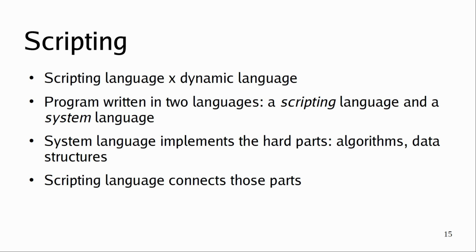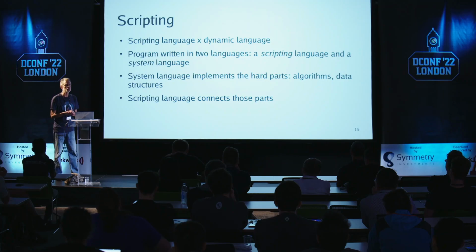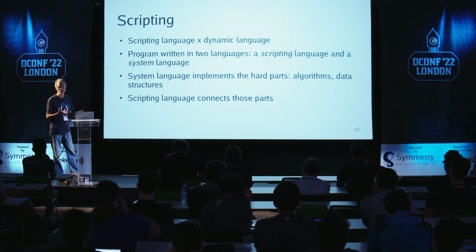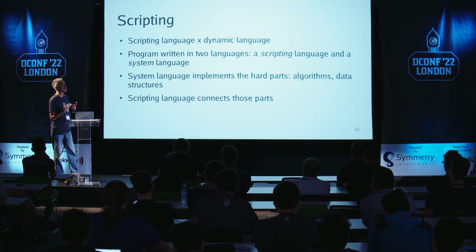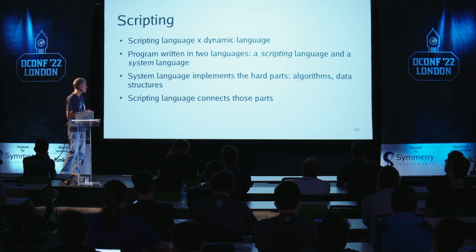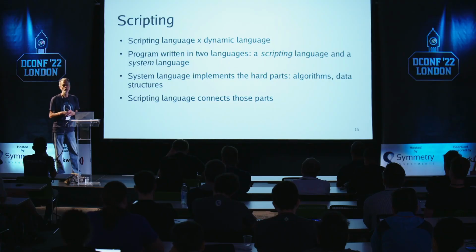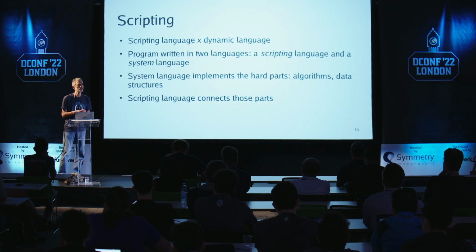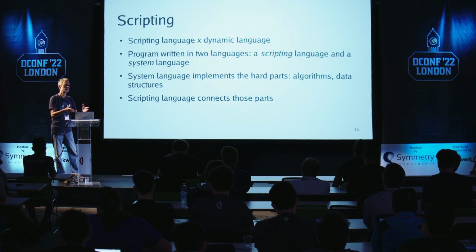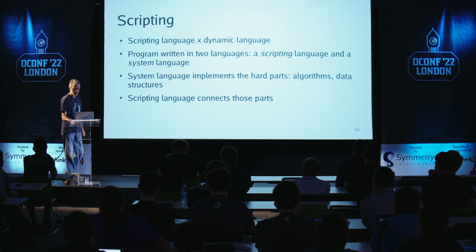And scripting, as I said, a lot of people now kind of associate scripting language with dynamic languages, but there is a very big difference in purpose. The main idea of a scripting language, the name scripting came from this idea, is that the program is written in two languages. You have the scripting language, and you have what's called the system language. And the idea is that the system language implements the hard parts, usually the complex algorithms, the complex data structures, and the scripting language connects those parts. The name scripting, I think, came from the shell, from Unix, and the idea that the shell is exactly a scripting language, and all those Unix programs are the components that you connect and manipulate using the scripting language.